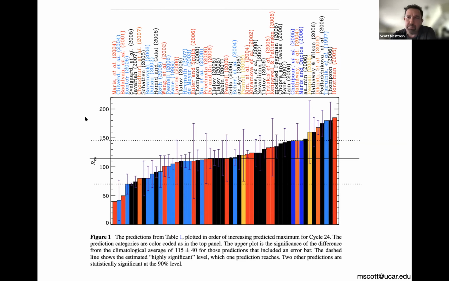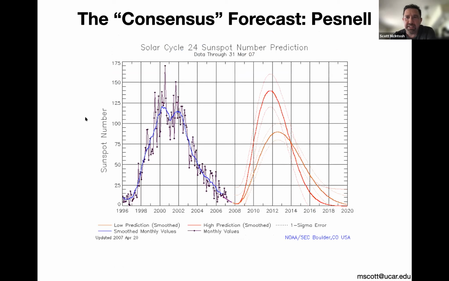They were all ranked based on the approximate amplitude of the sunspot cycles. So they were not really focused on timing, more the amplitude. The mean of the distribution is about 115 plus or minus 40, so somewhat a little bit smaller than cycle 23. And we'll see how well they did.